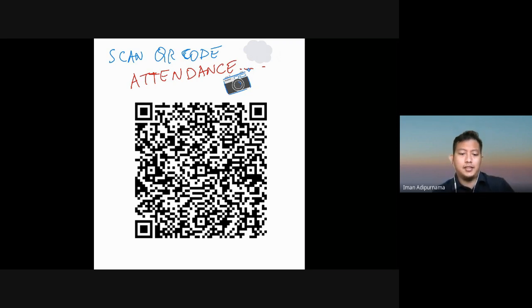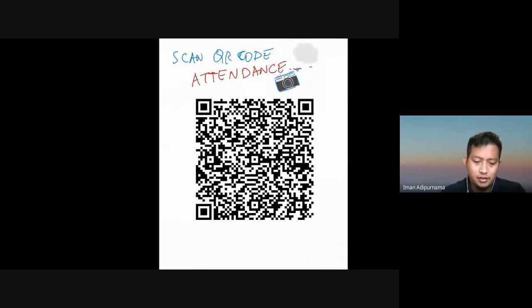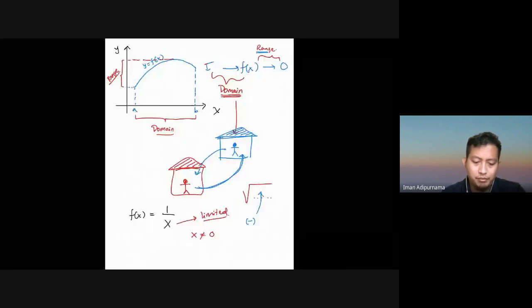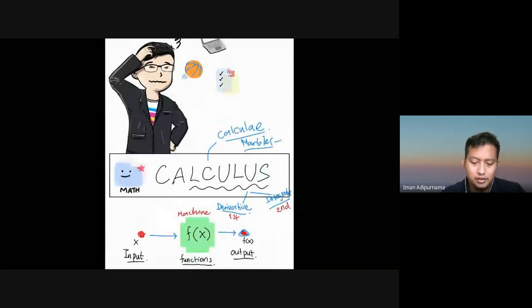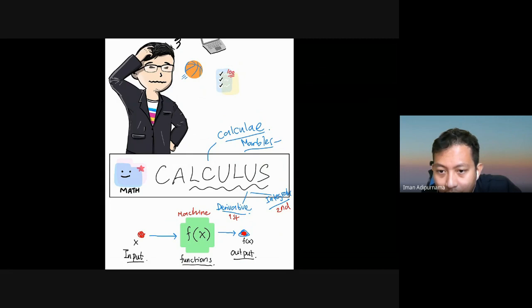All right, we can start. I'm just reviewing what we have done last week. Let me go from the very beginning of calculus. We learned about functions, right? Oh, you want to scan the QR code? Well, wait a little bit, I will move back. Just wait. Okay, we learned about functions.